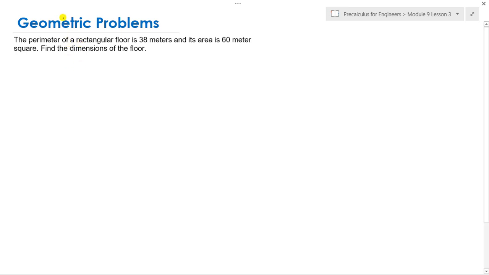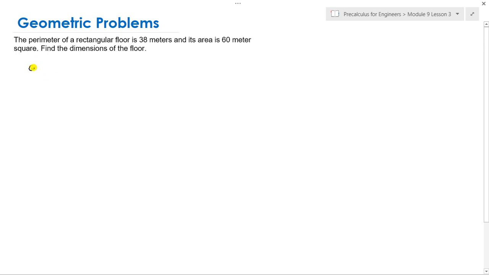So here, we have a sample geometric problem that states that the perimeter of a rectangular floor is 38 meters and its area is 60 square meters. Find the dimensions of the floor. So, we are moving away from business and into engineering.